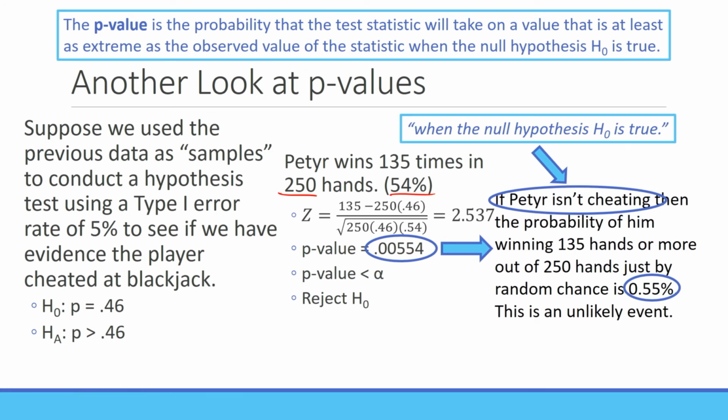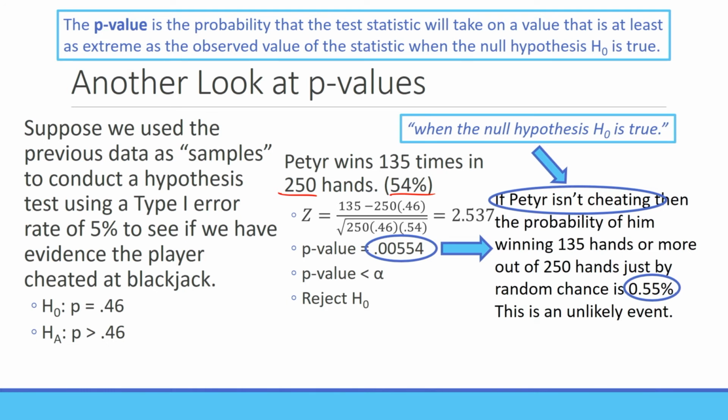Now, with that said, I'll go on a bit of a caveat outside of the hypothesis test. Okay, it's highly unlikely for someone to play honest and win this many hands or more. There's only about 0.5% chance. Now, if we were actually talking about a real casino, are they going to want to accuse him of cheating just based off of this?